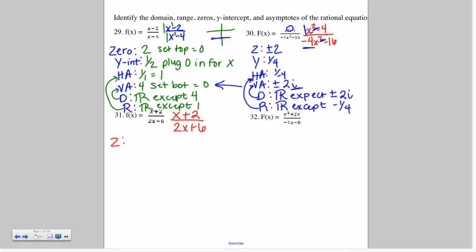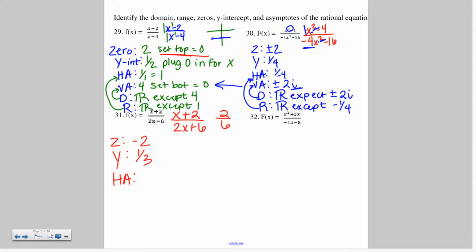But my zeros, I'm going to set my top equal to 0. So if I set this equal to 0, I'm going to have x plus 2 is equal to 0, subtract 2 from both sides, and x is equal to negative 2. So negative 2 is my zeros. All right, next is my y. I just plug in zeros for my x, so then I'm going to have 2 over 6, and if I simplify that, that's 1/3.